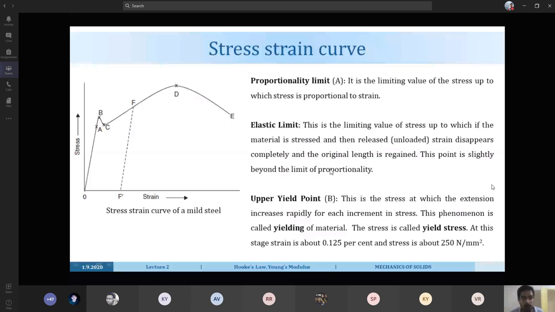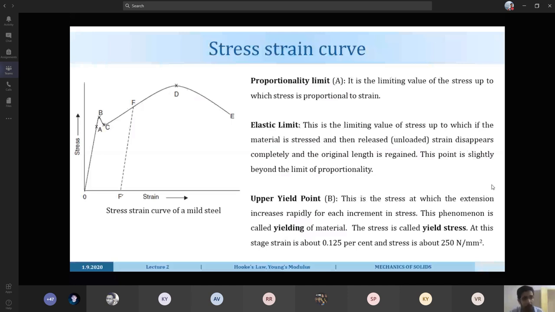So, what is this elastic limit? At this point, suppose we unload. Like we said, we are loading the specimen and measuring the elongation. But up to this point, if we unload that load, then we can see that the elongation goes back, the elongation becomes 0, and the specimen goes back to its original shape. This is the elasticity property: when we unload, the material retains its original shape. Such materials are called elastic materials. This is that limit, up to point B.